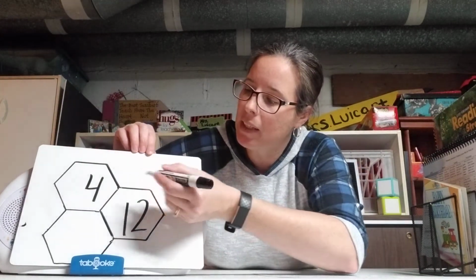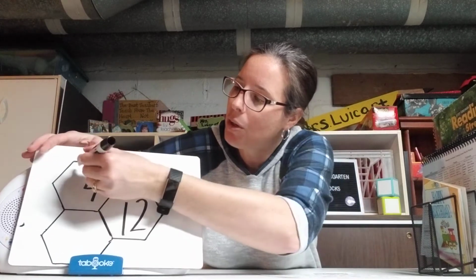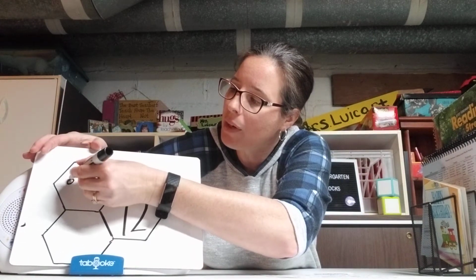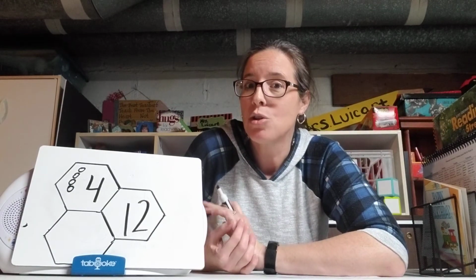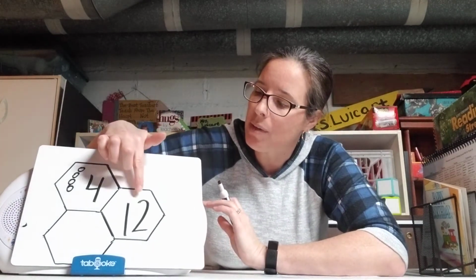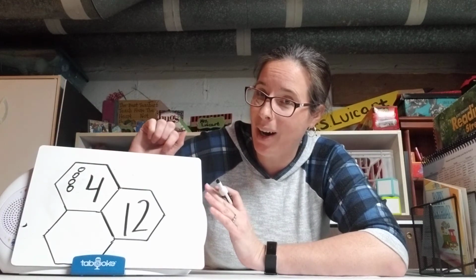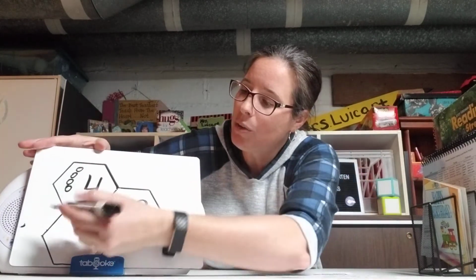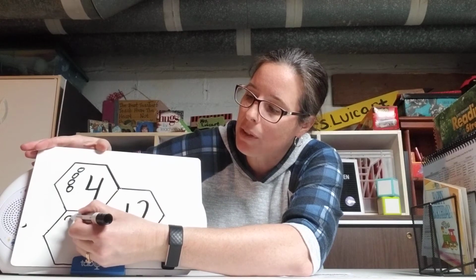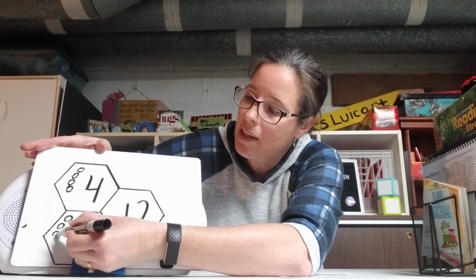So let's pretend like I took 4 out. 1, 2, 3, 4. But I still need to have 12 total. So if I have 12 and they took 4 out, another way you can do this is count on. 4, you know there's 4 in that one. You could make your circles real small. 5, 6, 7, 8, 9, 10, 11, 12.